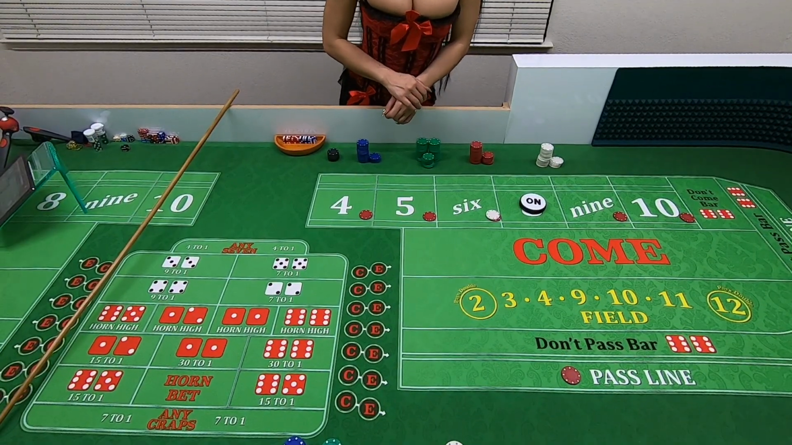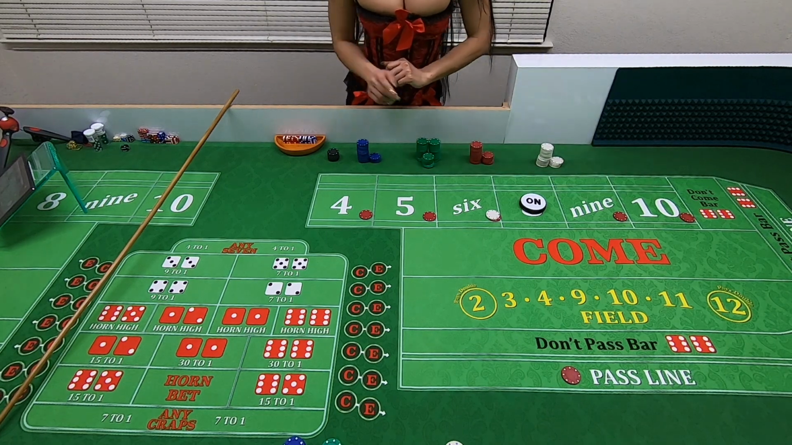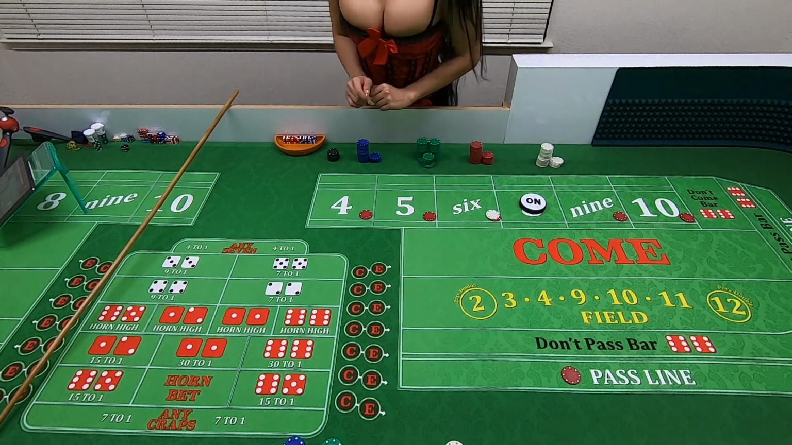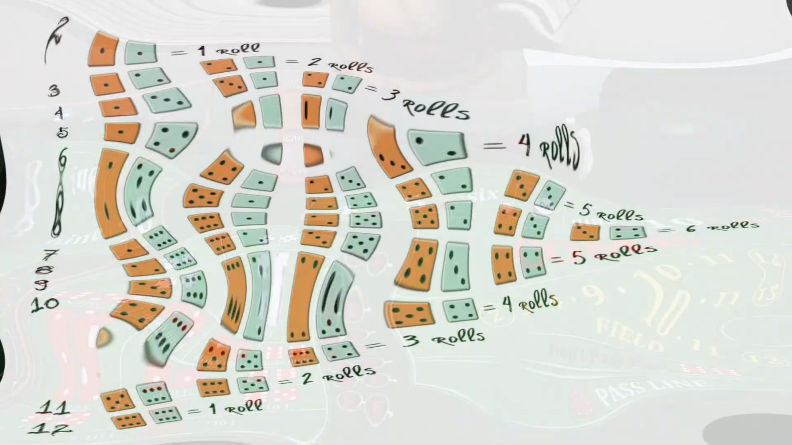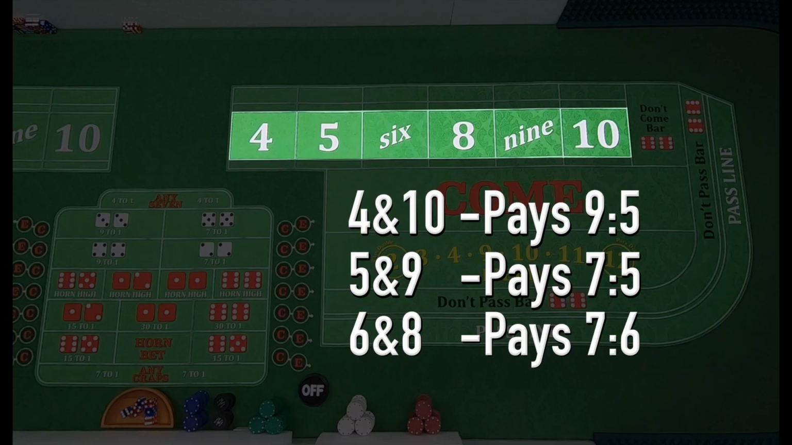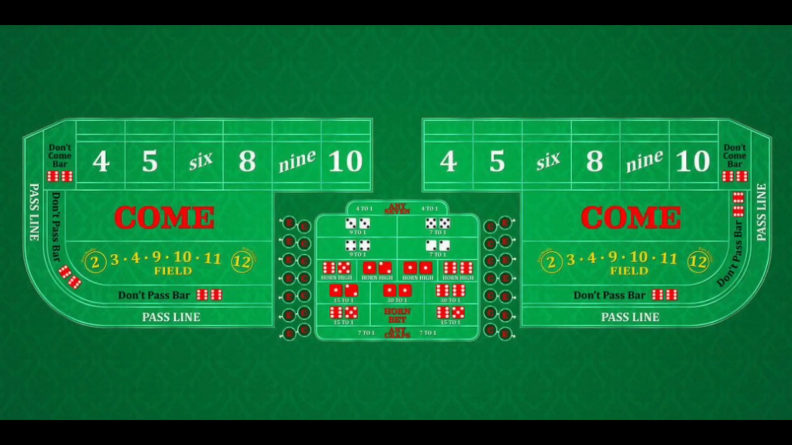Here's one tricky thing to remember. The 4, 5, 9, and 10 are in increments of $5 bets, but the 6 and 8 are in $6 increments. The reason is that the payouts are based on their odds of being rolled. Remember back to our dice combination chart. So the 4 and 10 pays $9 for every $5 bet. The 5 and 9 will pay you $7 for every $5 bet, and the 6 and 8 pay you $7 for every $6 bet. So that's your main betting area, identical on both sides of the table.